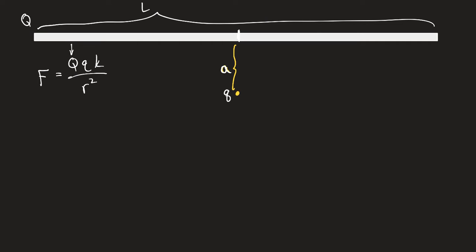And to do this problem, we have to identify what we are going to use for the big Q. We can't use the whole bar at once because different pieces of the bar count differently. So in order to do that, we're going to identify a piece of the bar. This piece of the bar will be a small piece of charge. So in order for us to have some consistency, we need to find a way of expressing the piece of charge.